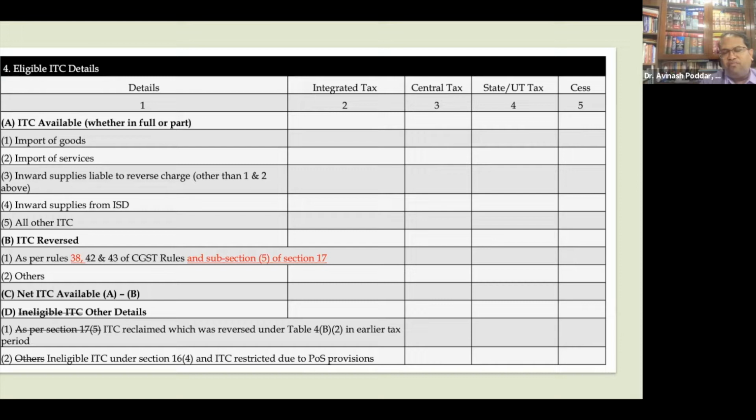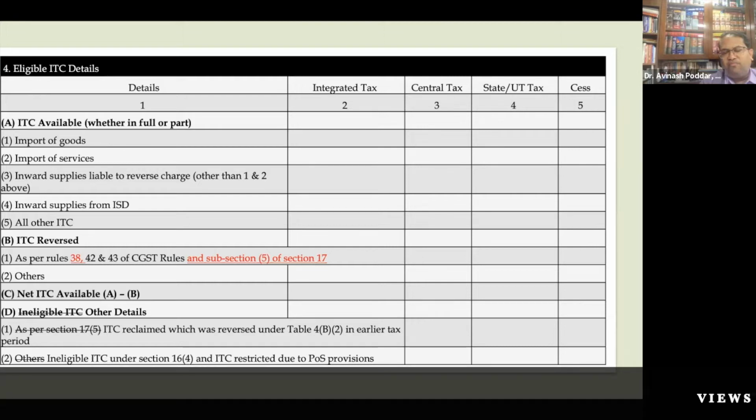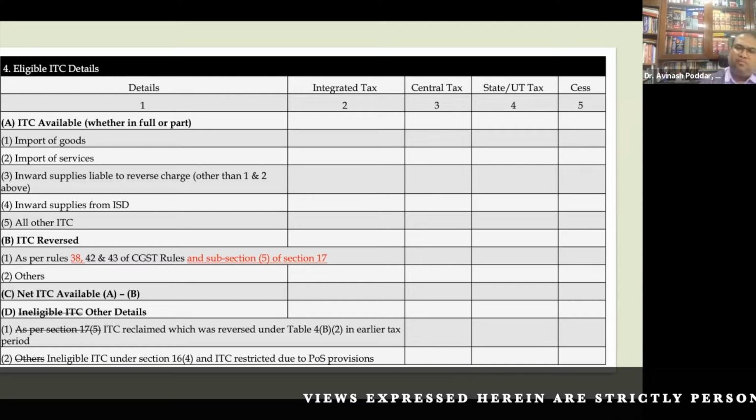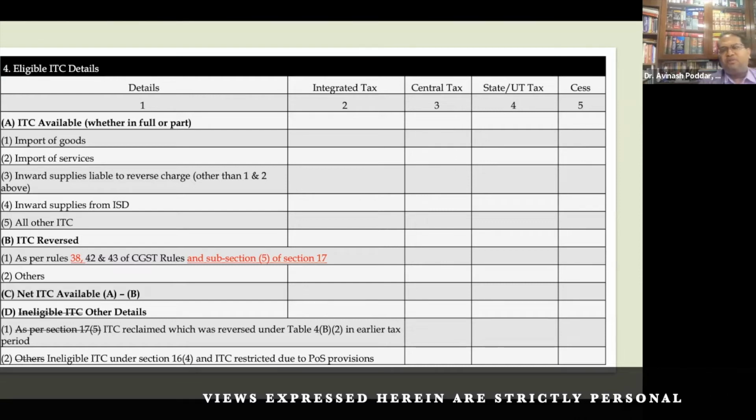For example, rule 37. 180 days में नहीं हुआ, so you need to reverse. आपके ऊपर एलिगेशन है 60, so you need to reverse the credit and then you can claim after receiving the goods in reality, in actual.